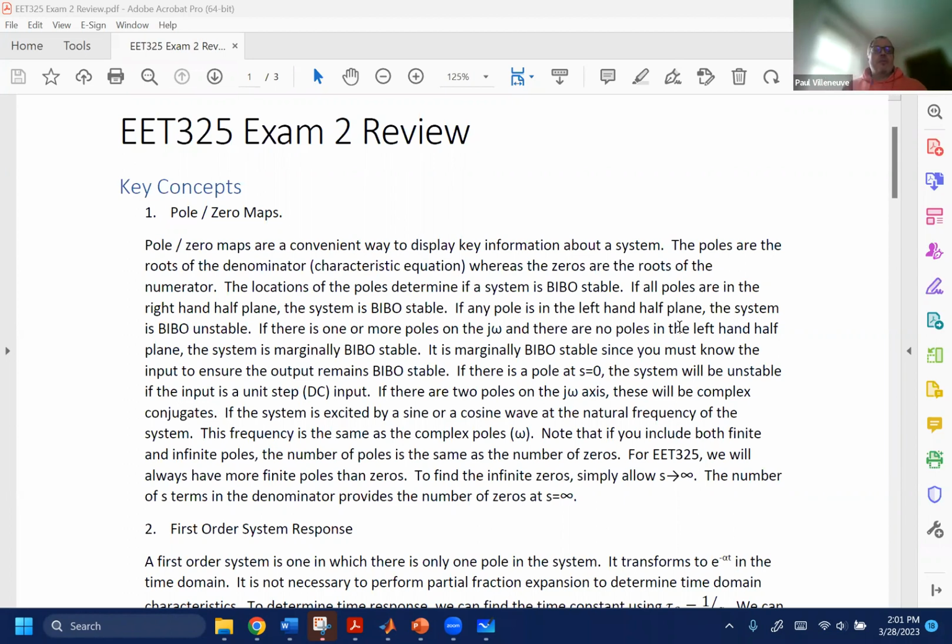And they're not super useful for us if we're just looking at a specific pole other than determining stability. So we know that if all poles are in the left-hand half plane, that's the key thing, all poles are in the left-hand half plane, then you know that your system is BIBO stable.